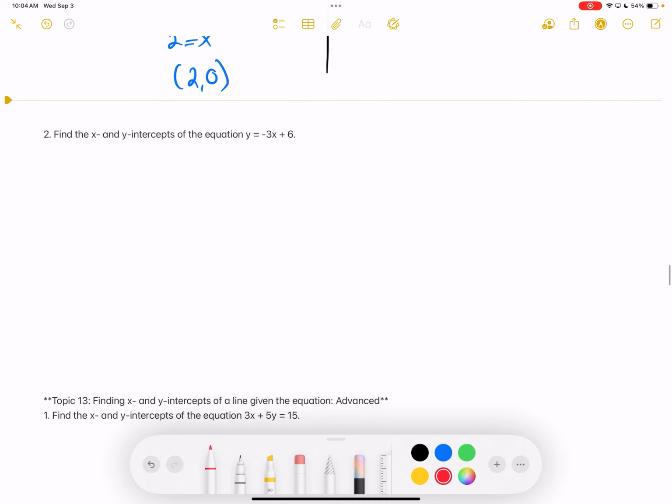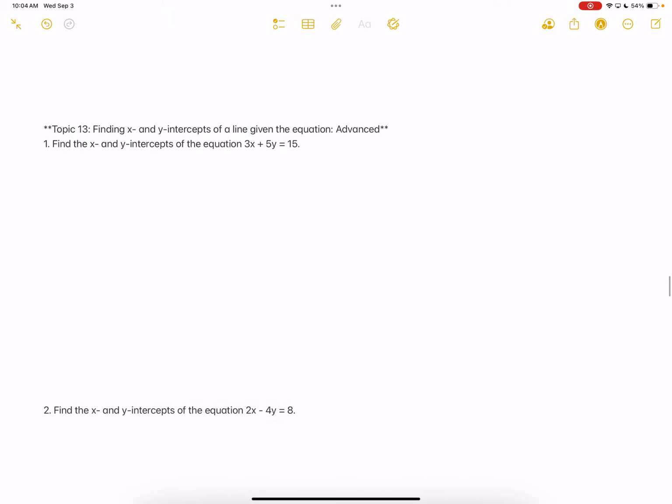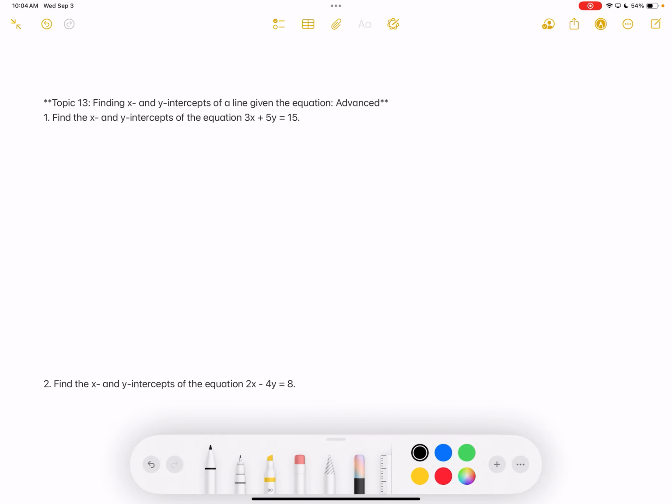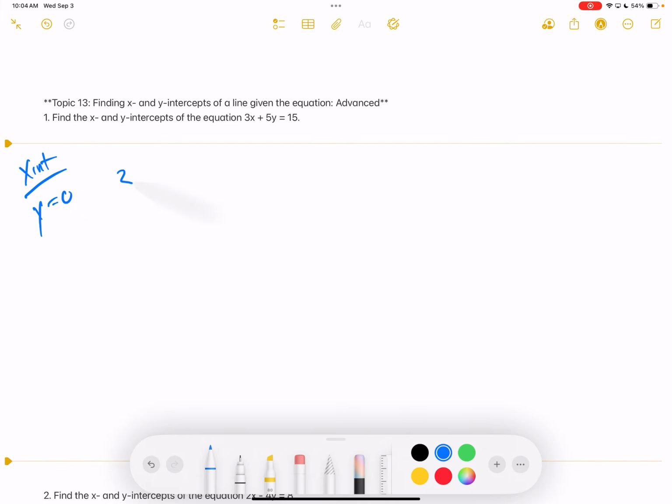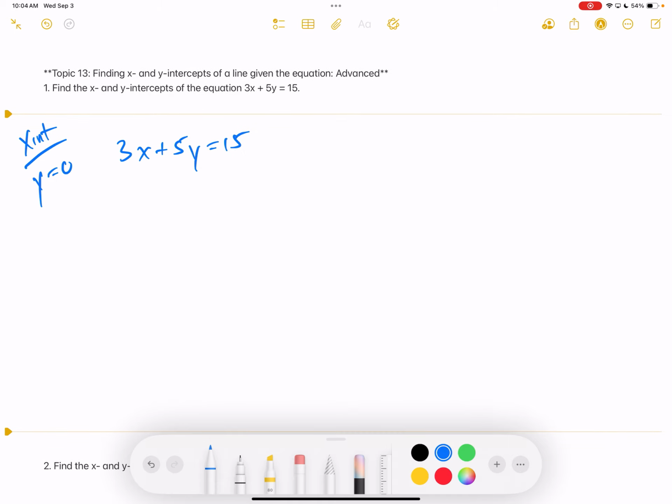All right, I think I might skip that one. I want to go to this next one. All right, on this one, same thing. To find the x-intercept, I'm going to make y be 0. So I have 3x plus 5y equals 15. I want to make y be 0 to find my x-intercept. So 3x plus 5, I put a 0 in for my y. 5 times 0 is just 0, so I really just have 3x equals 15. Divide by 3, and x is 5. So my x-intercept is at 5, 0.